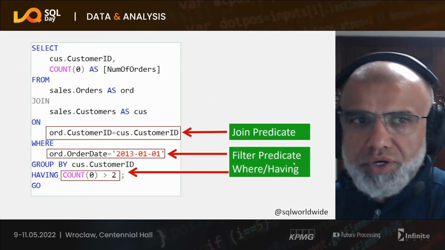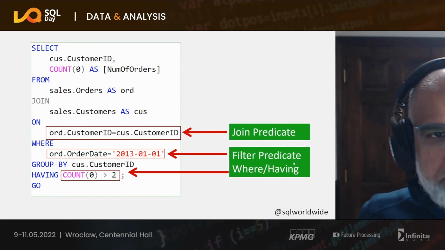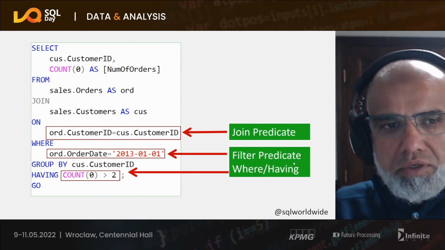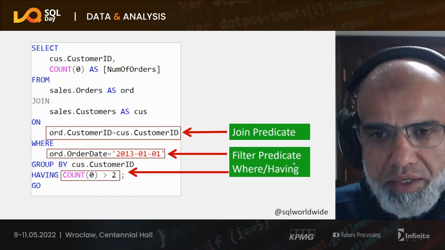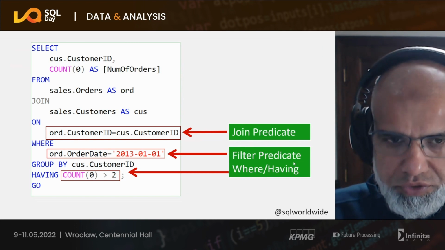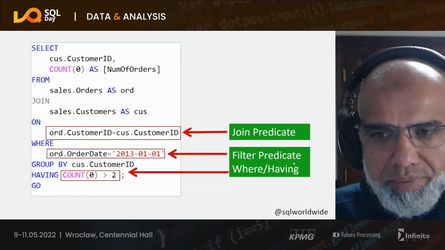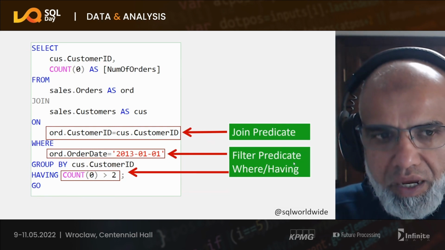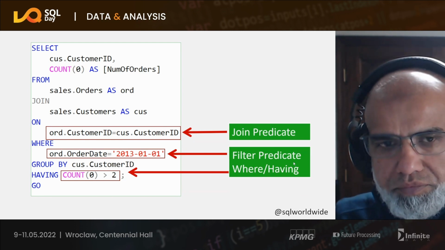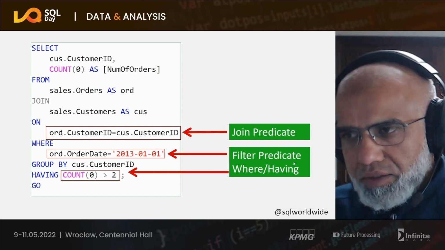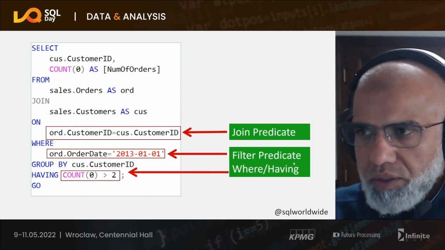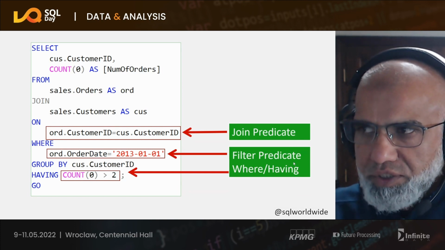As you can see in this query, it's a simple select between two tables, and there is a join predicate on the customer ID on the order and customer table. We also have a filter predicate in the where clause on the date. The date has to be equal to whatever that is. And we have another filter after doing the group by, where we are saying the count has to be greater than 2. This is important, and once we go forward and look at a couple of other things, you will appreciate why we should be aware of what a predicate is.